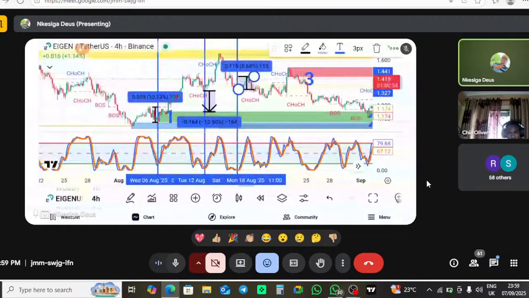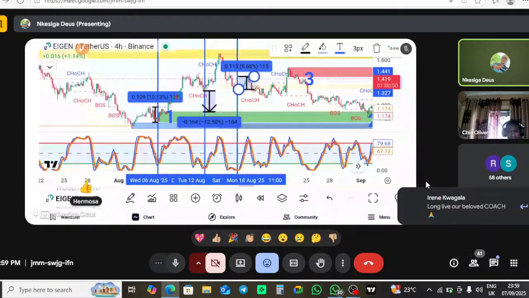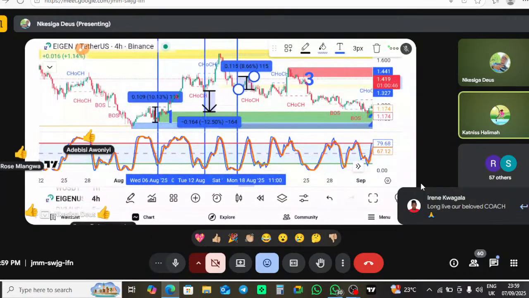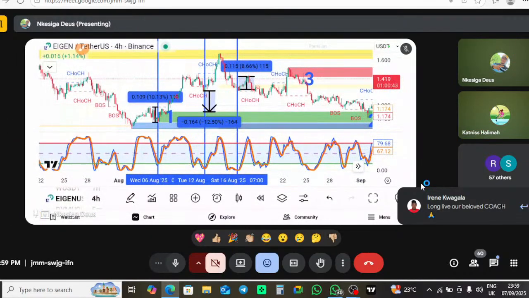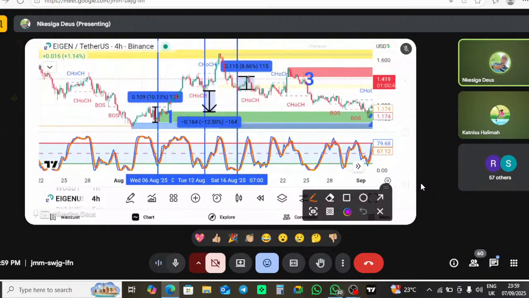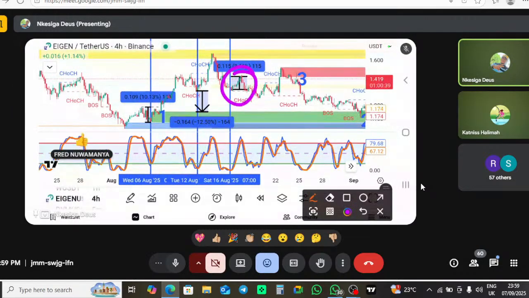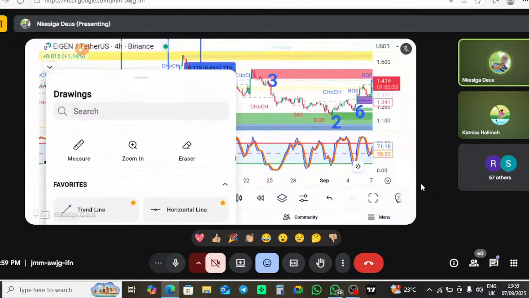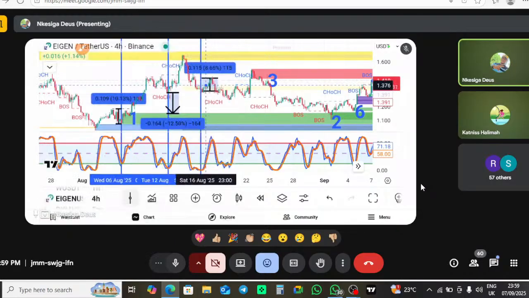I think we are together on that. Yes, we are. Okay, now let's go to the next part. We agreed that we couldn't trade here. We couldn't trade there. So we go to the next point. Here, the market was coming from the oversold region. Yes, here.